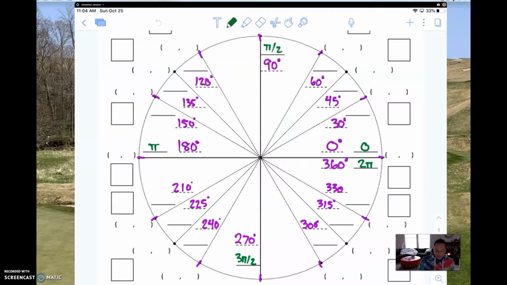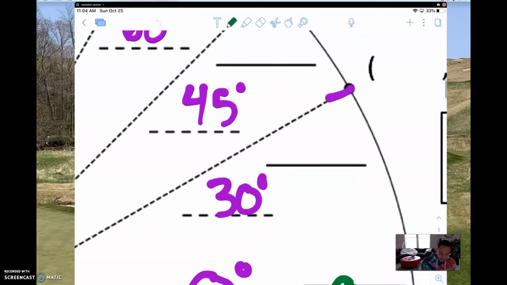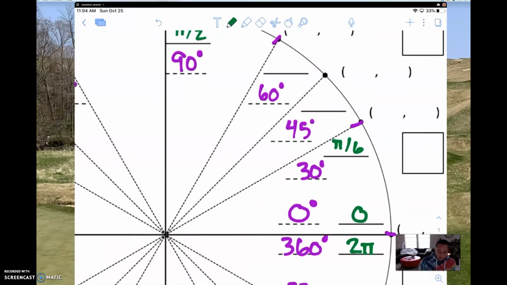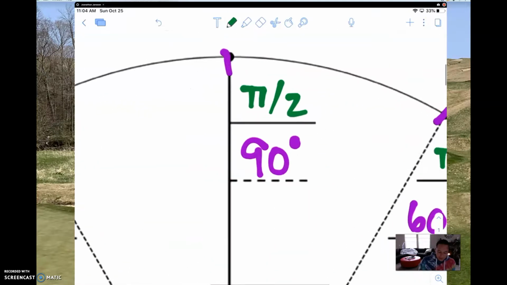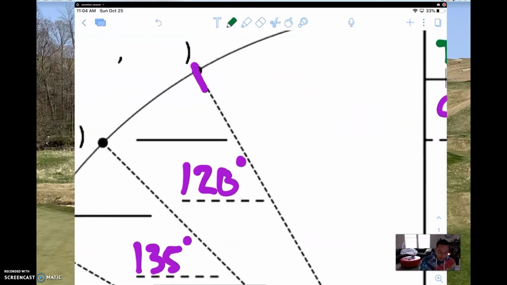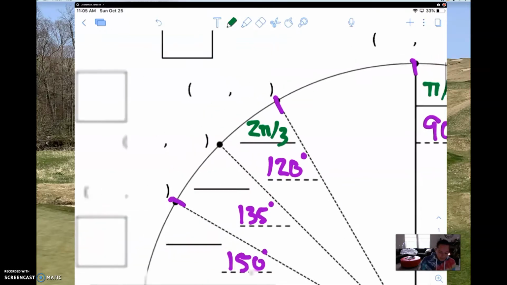So let's start by going every 30 degrees. Every 30 degrees is a pi over 6. So let's fill out pi over 6. So if this was pi over 6, the one up here is going to be 2 pi over 6, which reduces to pi over 3. Then we have 3 pi over 6. Then we're at 4 pi over 6, which is 2 pi over 3.